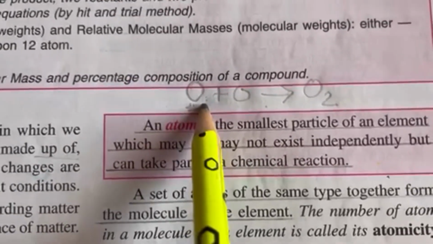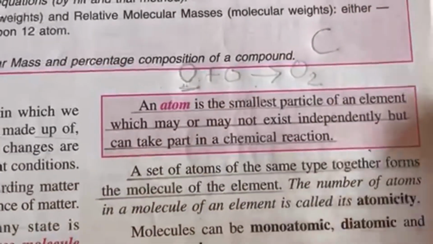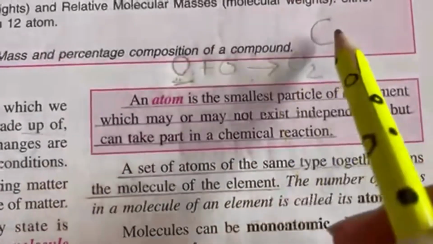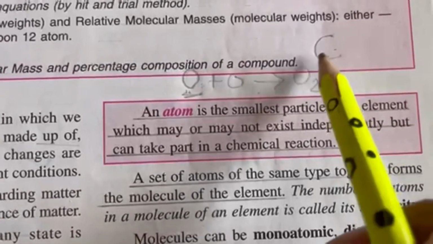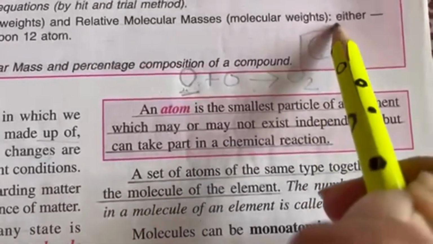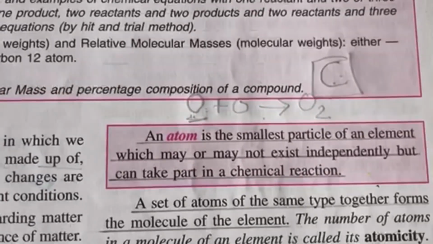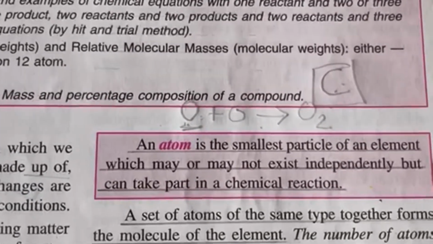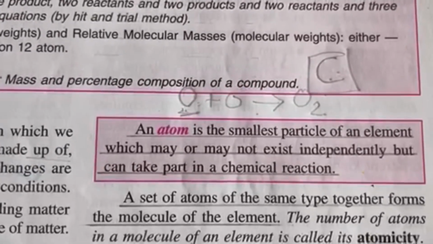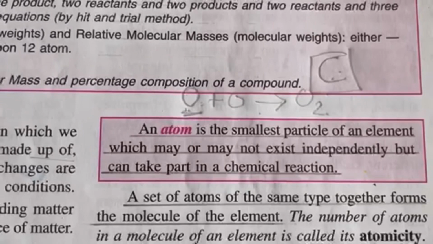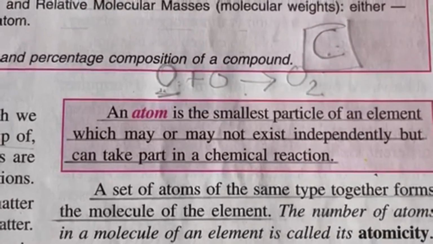But suppose we take, for example, carbon. The formula of carbon is C. So, carbon can exist independently. This is one atom of carbon and it is an element, C. So, it can exist independently. But remember that the atom can take part in a chemical reaction. So, an atom is the smallest particle of an element which may or may not exist independently, but it can take part in a chemical reaction. This is your definition for an atom.